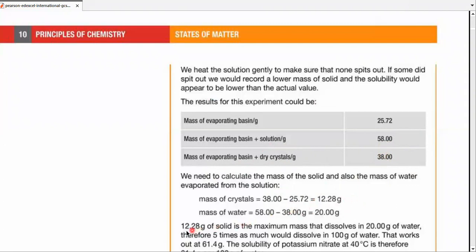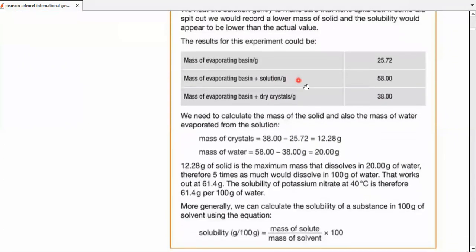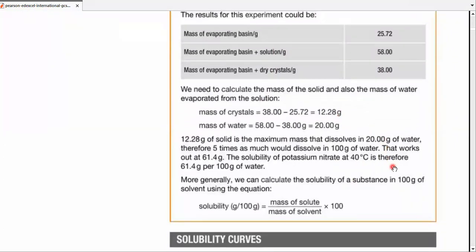So we come to know that this much of solid is dissolved in this much of water. And we can easily take the ratio to find out how much would dissolve at 100. For example, 12.28 grams of solid is the maximum mass that dissolves in 20. So 20 multiplied by 5 would be 100 grams, and this also needs to be multiplied by 5, so it's 61.4.